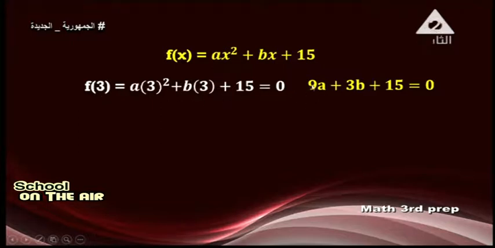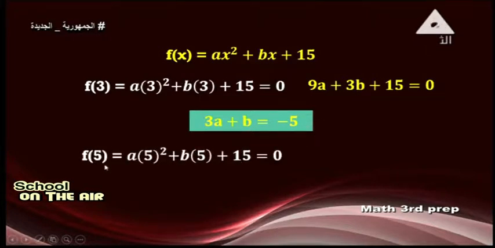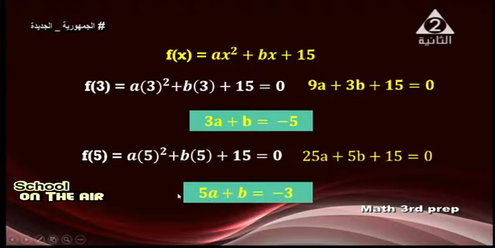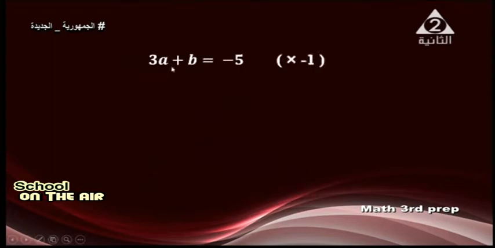By simplifying, 9a plus 3b plus 15 equals 0. We can get 3a plus b equals negative 5. First equation. And also f of 5 equals 0: a times 5 to the power 2 plus b times 5 plus 15 equals 0. We can simplify and put our equation in simplest form: 5a plus b equals negative 3. Now I have two equations that we will solve together. 3a plus b equals negative 5 multiplied by negative 1 becomes negative 3a, and the positive b becomes negative b, and the negative 5 becomes positive 5, and I have the second equation 5a plus b equals negative 3.